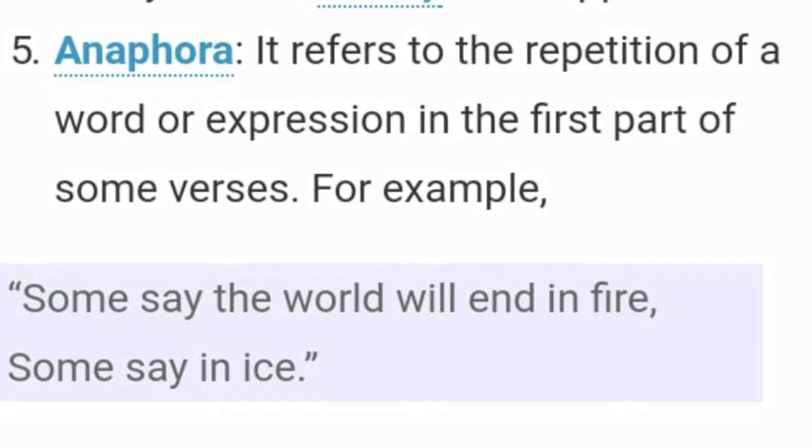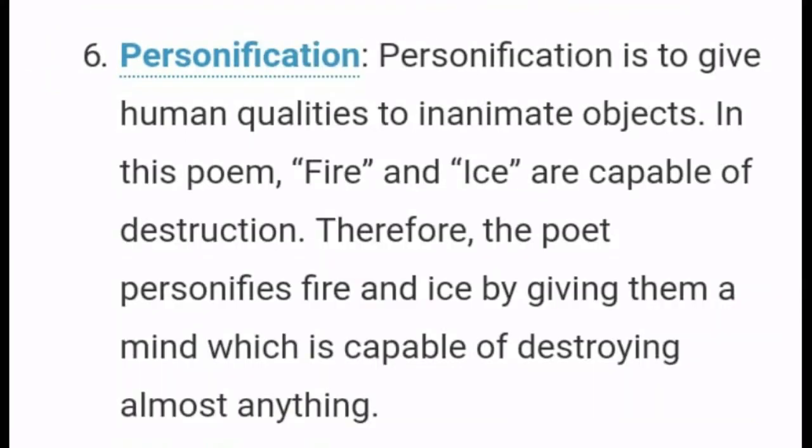In this poem, fire and ice are capable of destruction. We only think that human beings, those who have hands and those who are able to use weapons, can destroy others. Here, fire and ice are capable of destruction. They are personified. Fire and ice are personified.